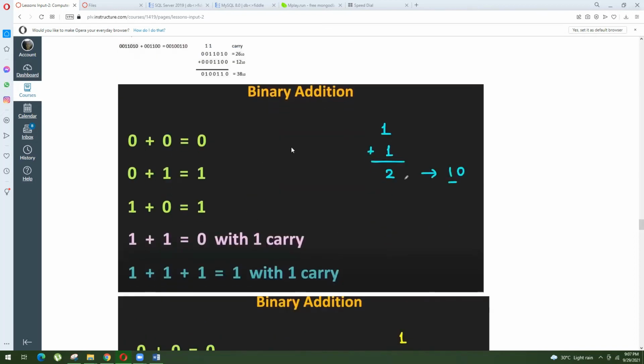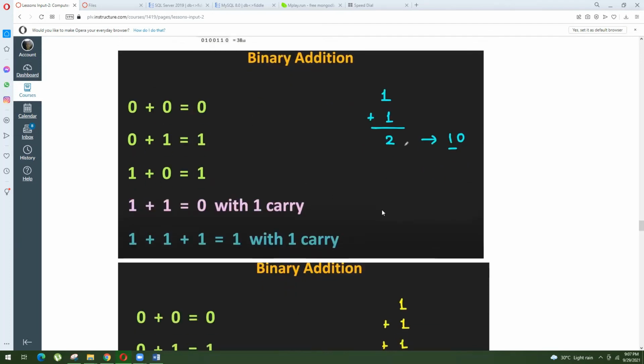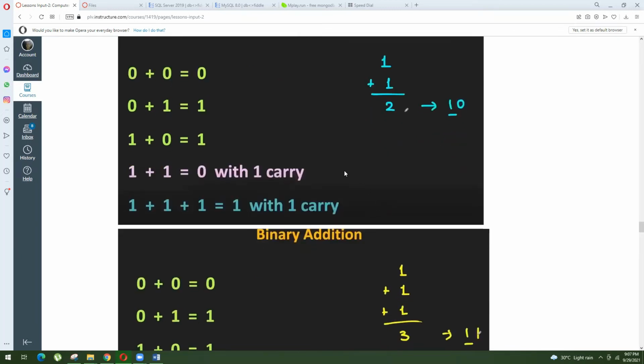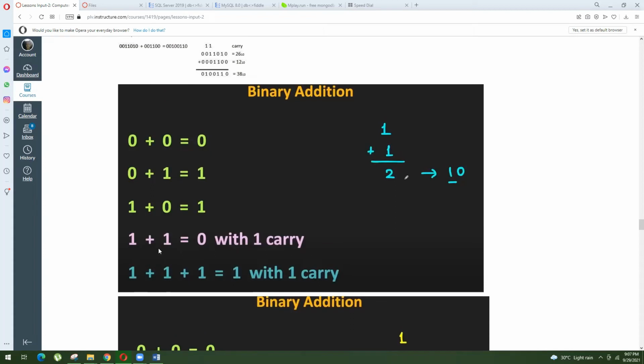Okay, I have another example here which you can find on one of the video links that I will upload at the beginning of this lecture. So for binary addition, take note, the fourth rule is 1 plus 1 is 0, carry 1. Okay. If you do 1 plus 1 plus 1, your answer will be 1, carry 1.